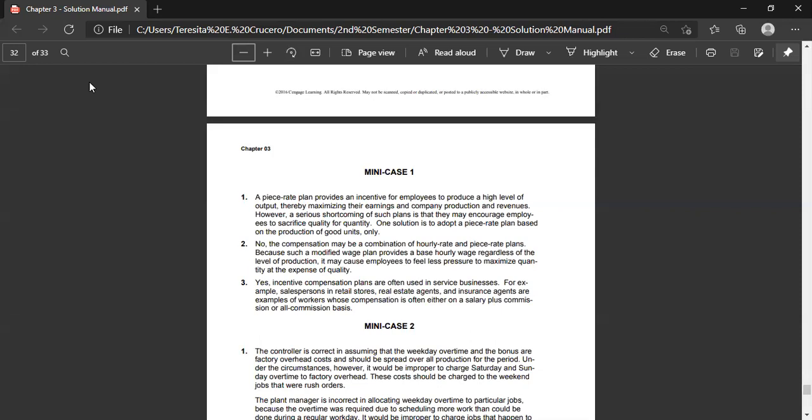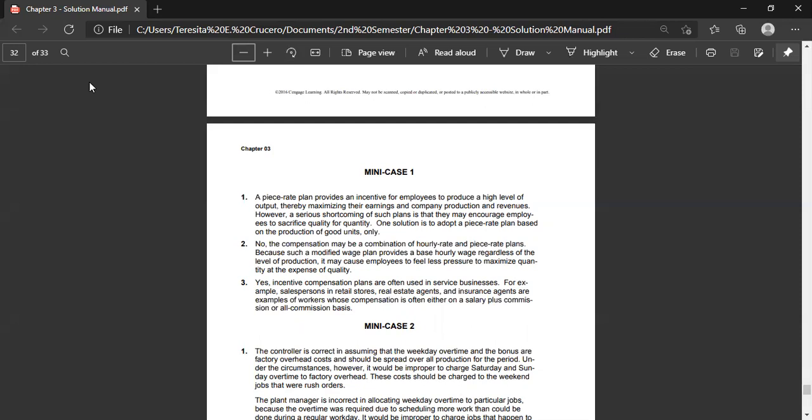Number 2, does the compensation have to be an hourly rate on all incentive? No. The compensation may be a combination of hourly rate and piece rate plans because such a modified wage plan provides a base hourly wage regardless of the level of production. It may cause employees to feel less pressure to maximize quantity at the expense of quality.